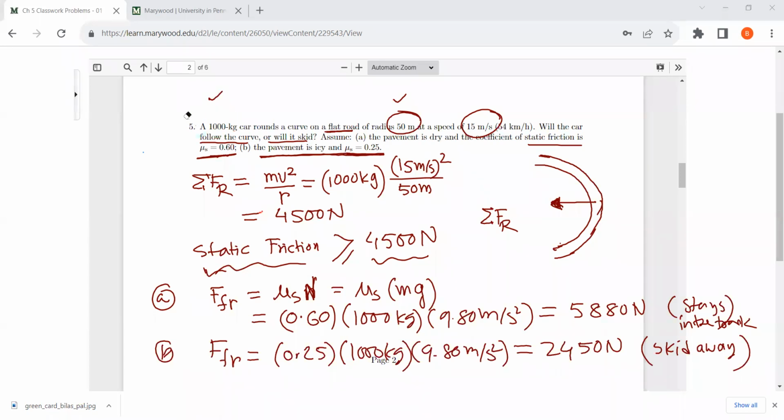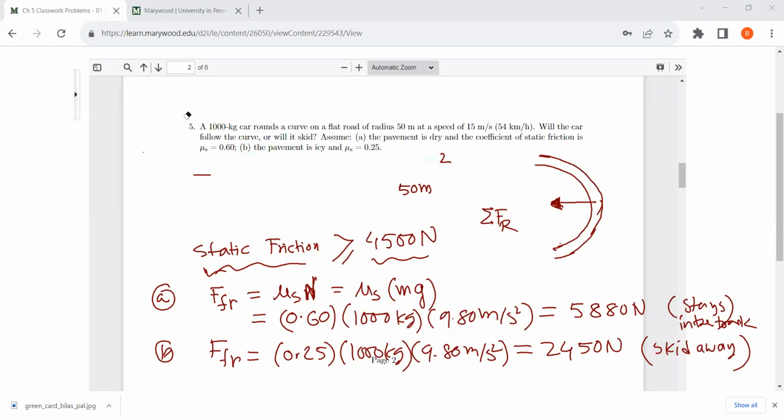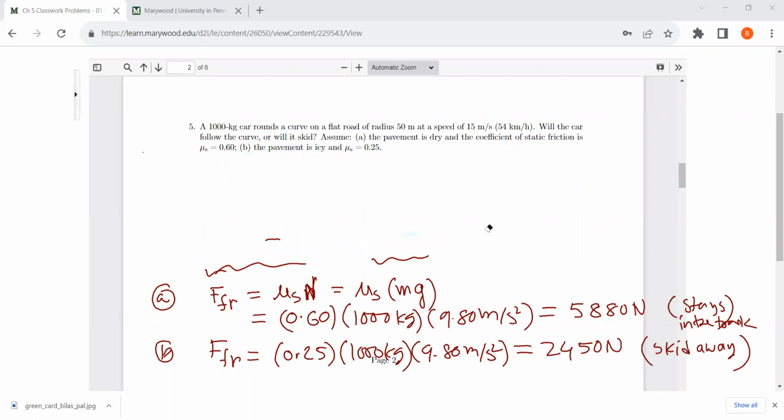So this is about the unbanked highway curve. Now the next problem is the banked highway curve. Let's see whether we can solve the banked one, and try to understand this. There are several homework questions on these.